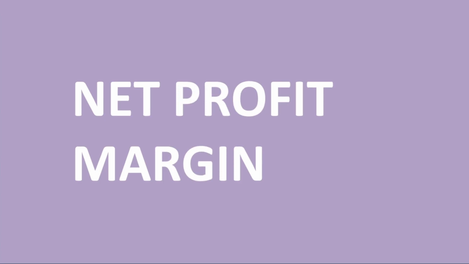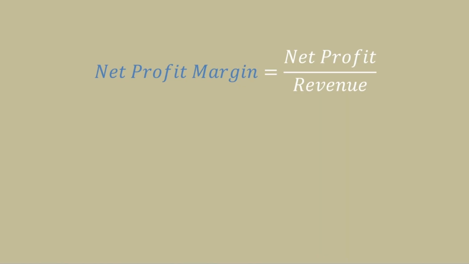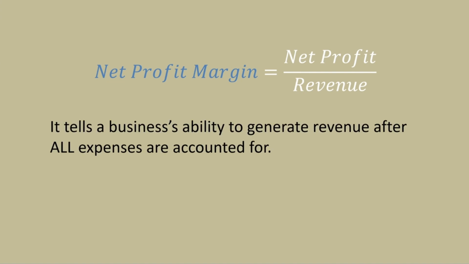The fourth one, net profit margin. It is one of the most important profitability ratios. Net profit margin compares net profit to revenue. It tells a business's ability to generate profit after all expenses are accounted for. All expenses include every cost, like cost of goods sold, operating expenses, interest, and taxes. A business with a high net margin reflects a strong and healthy business.